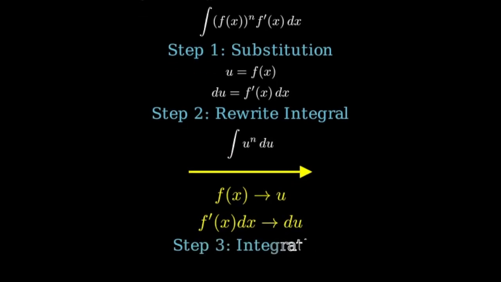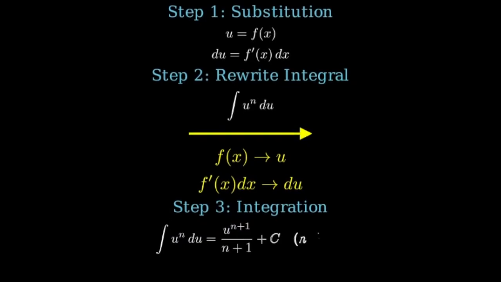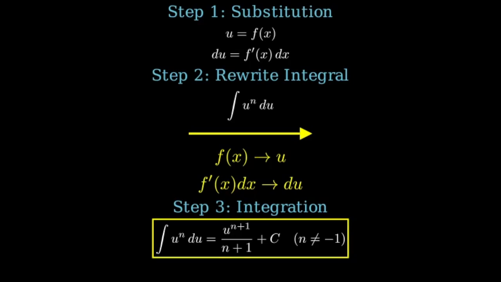Now we can integrate u to the n power. Using the power rule, we add 1 to the exponent and divide by that new exponent. This gives us u to the n plus 1 over n plus 1 plus c. Remember, this only works when n is not equal to -1.